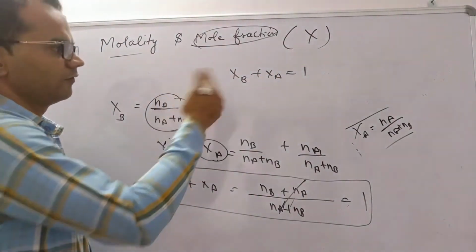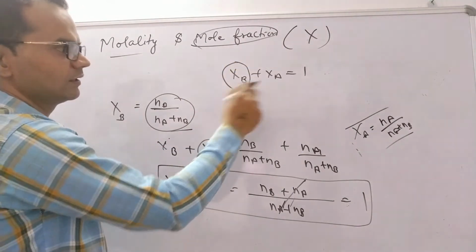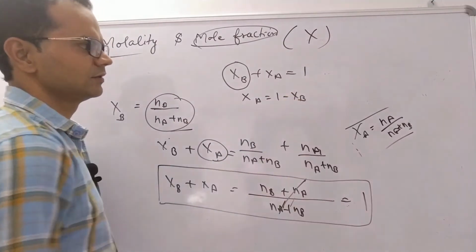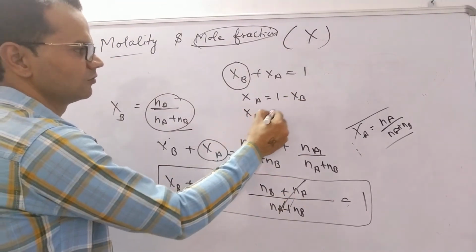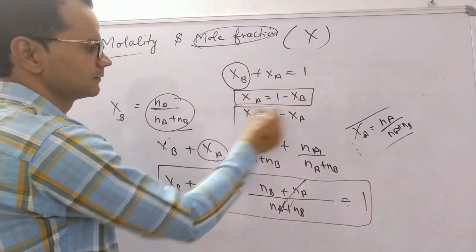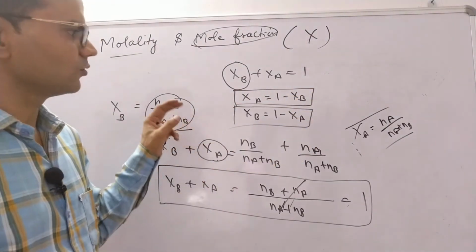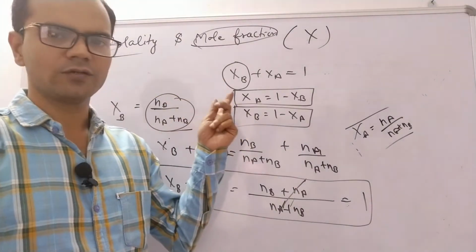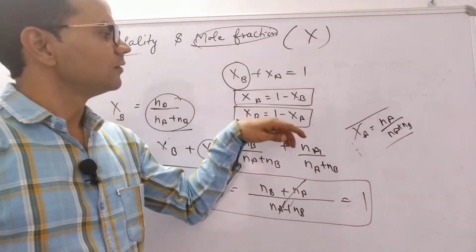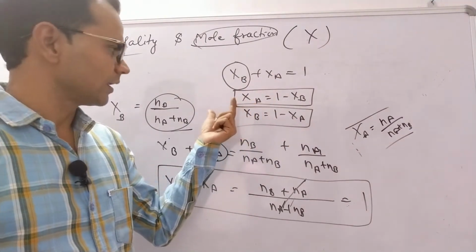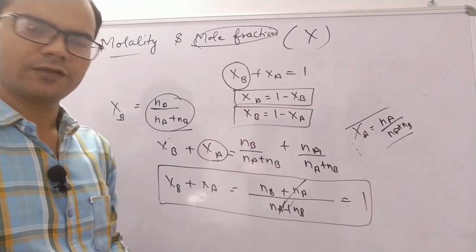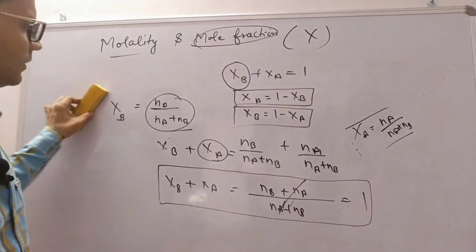If we have the value of mole fraction of any one component, then XA equal to 1 minus XB. Similarly, XB equal to 1 minus XA. So if in numericals we have to find the mole fraction of two components, just find the mole fraction of one component and subtract it from 1, then the mole fraction of the other component will be there. Easy.